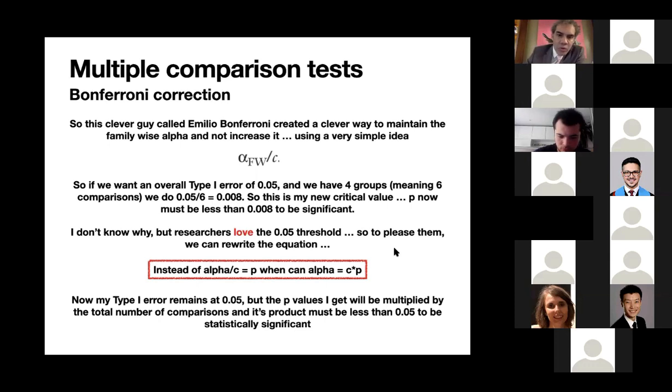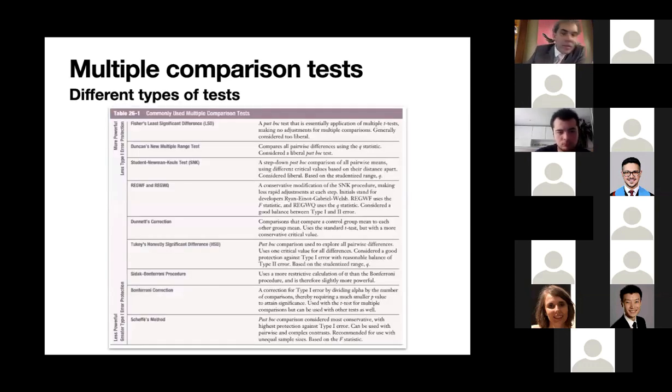Okay, I'll go quickly because I don't have much time. These are all the multiple comparison tests that we can use. Here you have Fisher, Duncan, Student's, Dunnett, Tukey, Sidak, Bonferroni is here, which is the most common, and Scheffe's. Okay, you don't need to know any of this, just know Bonferroni. It works very well.